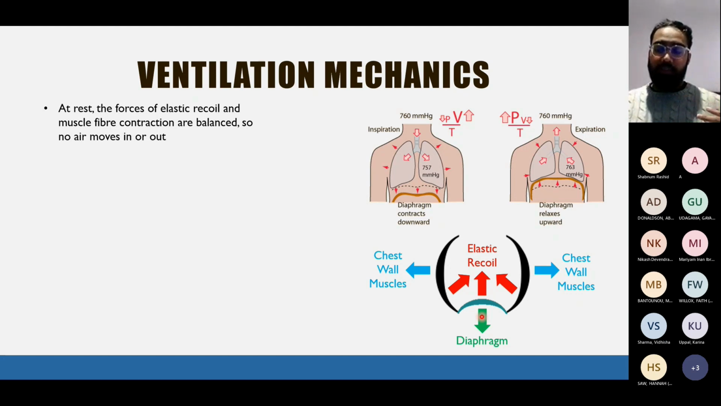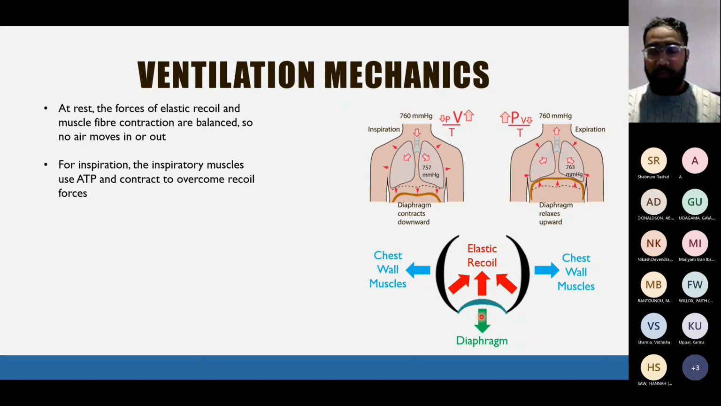All of that recoil energy goes back and the chest falls and the volume becomes smaller. To that point when no air is going in or out, that's when the recoil forces are balanced with the muscle tone. Now, if we want air to go in, the muscles need to be stronger than the recoil. So the muscles, the inspiratory muscles, which we talked about, consume ATP. They expand, they pull on the pleural cavity, which pulls on the lungs, and they expand the lung volume.